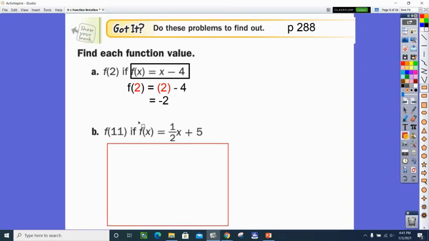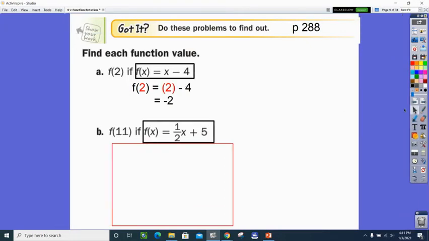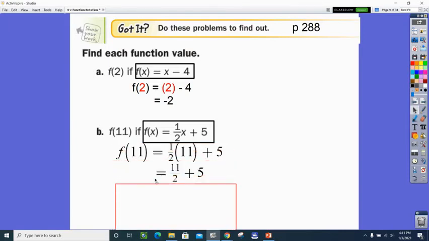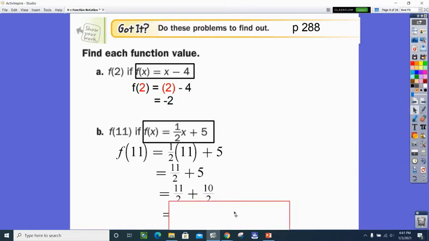And again, I'm just going to help your eyes by putting a box around that function rule. Can you find f of 11? Oh dear, it's an odd number divided by 2. What's 1/2 of 11, right? So 1/2 of 11 would be 11 halves. Oh, by the way, 11 halves would be the whole number of 5.5.